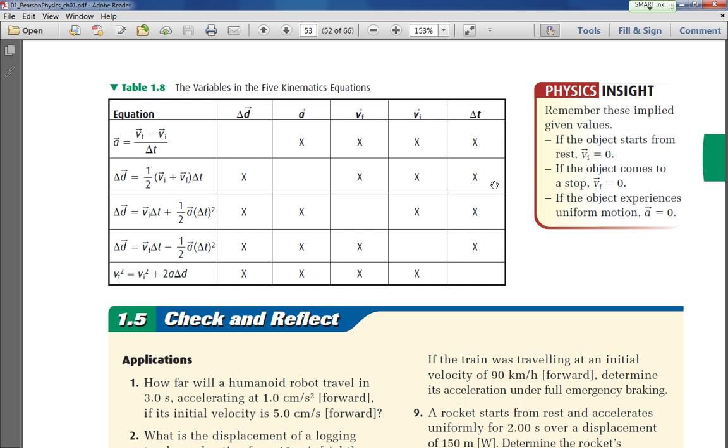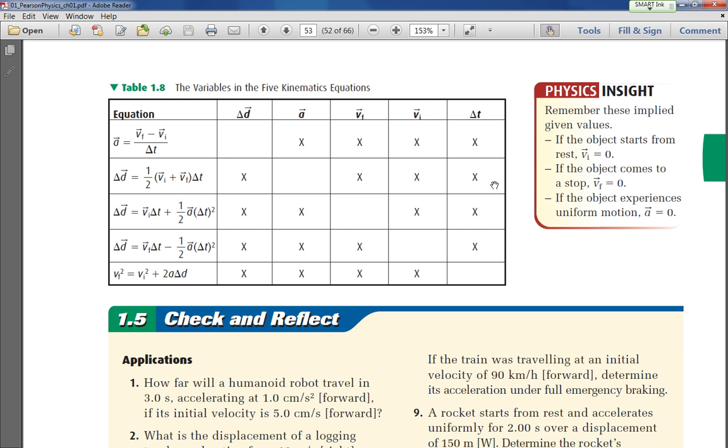So if you wanted vi and you had a, vf, and t, you could do it. Look at kinematics equation 2, independent of acceleration, so you don't need acceleration for this formula. You would need to know 3 of those 4. The third one is independent of vf, but you need to know 3 of the other 4. The fourth is independent of vi, so you need to know 3 of those 4. And the last one, which I use a ton, is independent of time, so you just need 3 of those 4 to solve it.